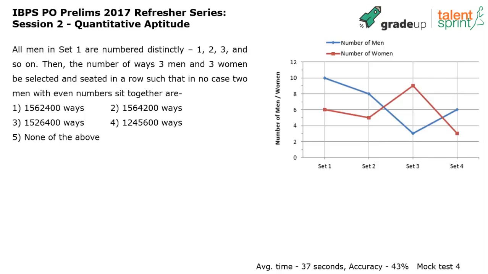So we have, he's talking about set 1. Set 1 has got 10 men and 6 women. So men are numbered 1, 2, 3, 4, 5, 6, 7, 8, 9, 10 and there are 6 women. Then we choose 3 men and 3 women and arrange them in a straight line. So in how many ways can that be done?